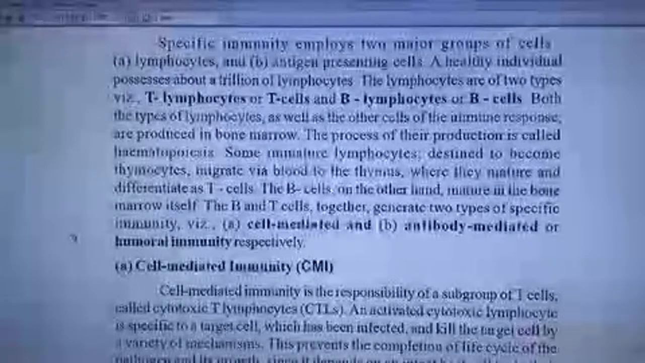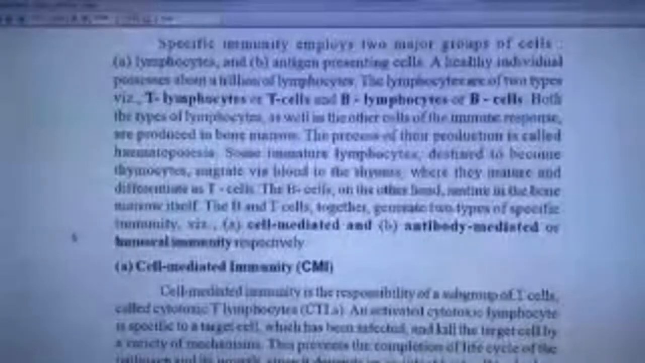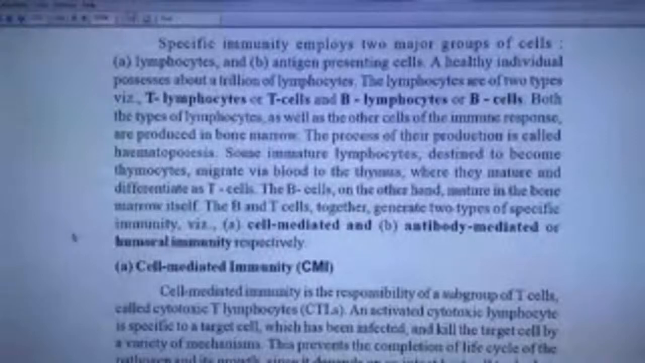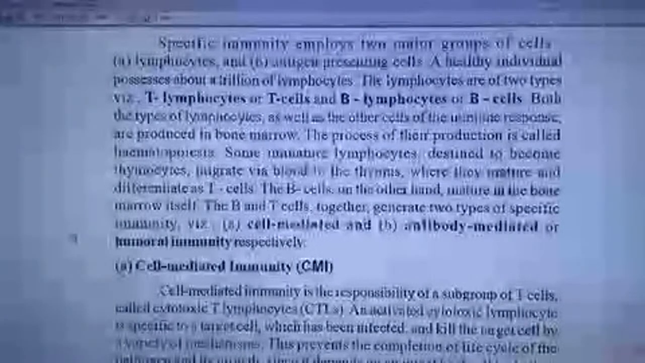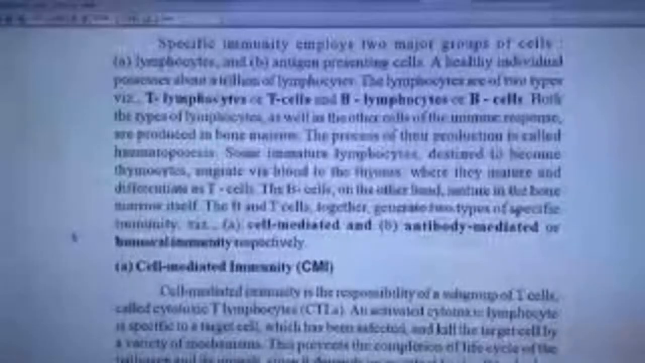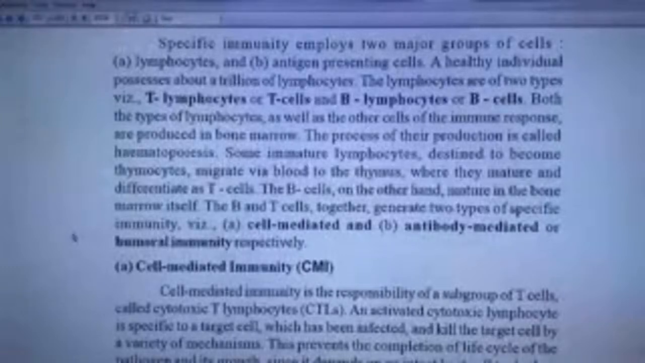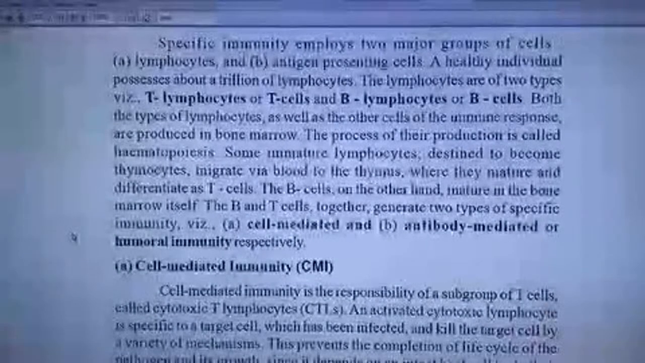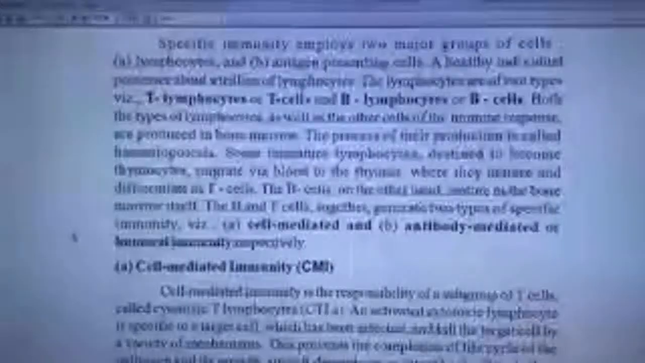Some immature lymphocytes become thymocytes and migrate through the blood to the thymus, where they mature and differentiate as T cells. The B cells, on the other hand, mature in bone marrow itself. The B and T cells together generate two types of specific immunity: cell mediated immunity and antibody mediated, humoral immunity, respectively. Cell mediated immunity.